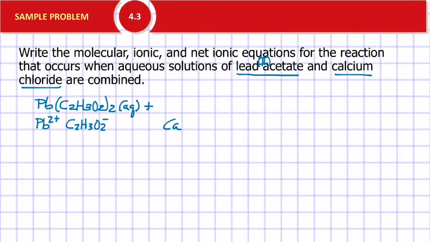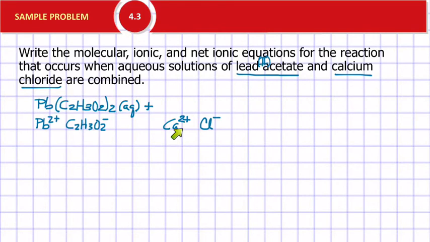2+, because it's in group 2A. Group 2A metals form +2 ions. Chloride comes from chlorine, and we look at the periodic table. It's in group 7A. 7 minus 8 is -1. Chlorine has a -1 charge.